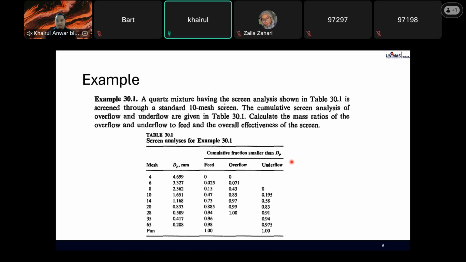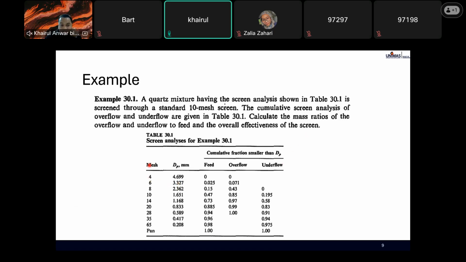Example. A quartz mixture having the screen analysis shown in table 20.1 is put through a standard 10 mesh screen. The cumulative screen analysis of overflow and underflow are given in table 20.1. Calculate the mass ratio of the overflow and underflow to feed, and the overall effectiveness of the screen.